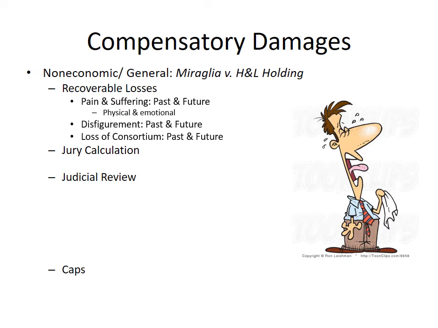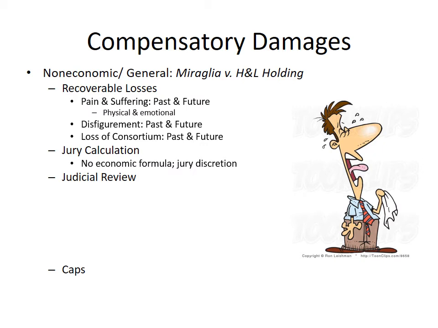Some courts also allow recovery between parents and children. That's not quite as common. Usually it's spouses, and that also can be for past or future damage to the relationship. Now, there's really no economic formula for this.